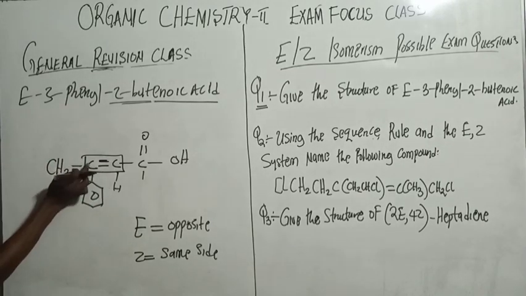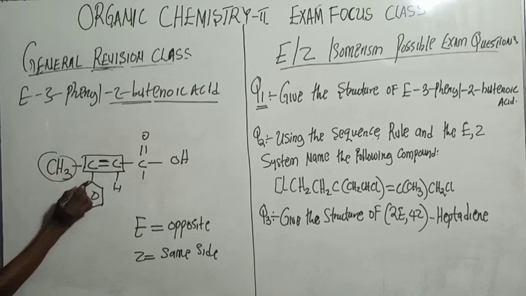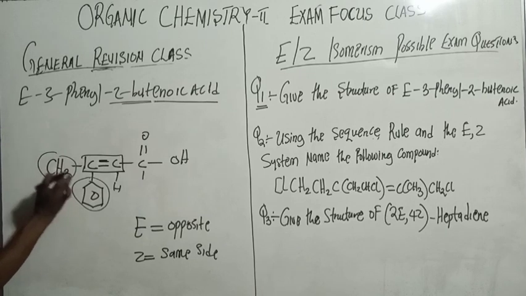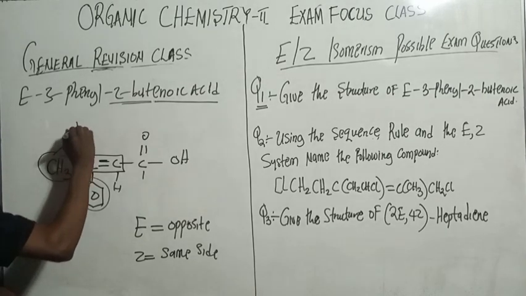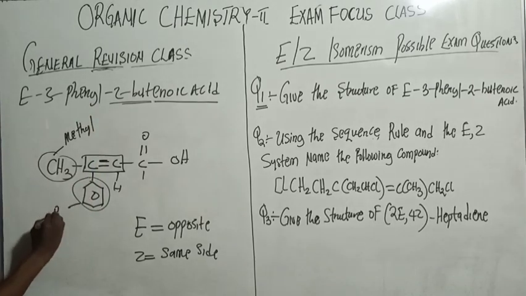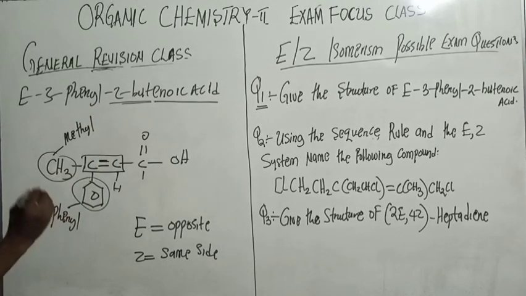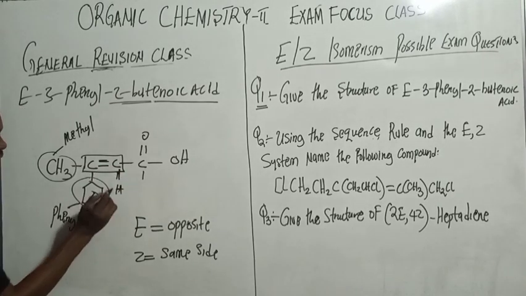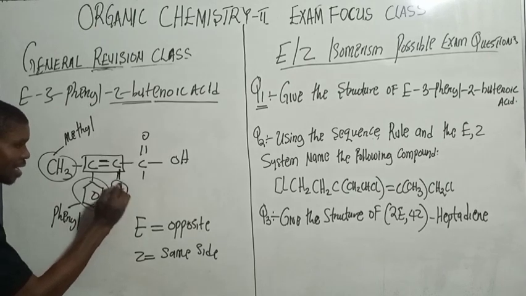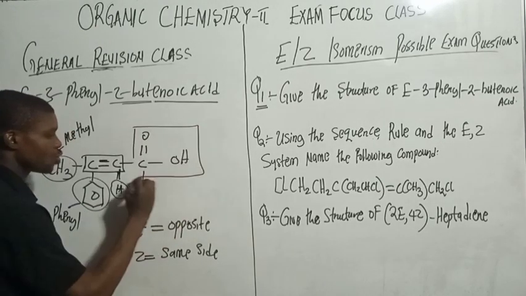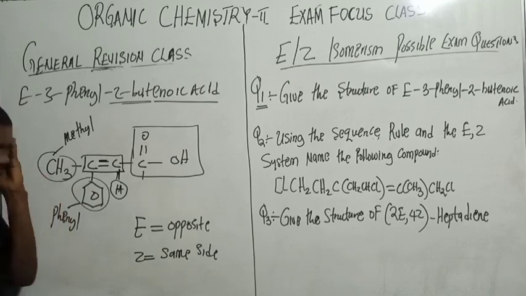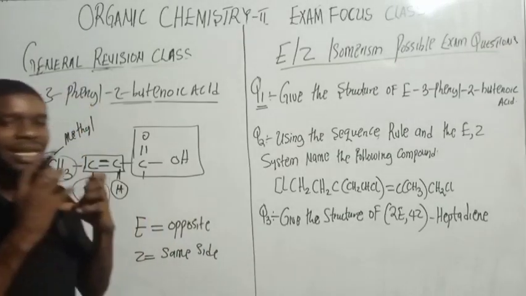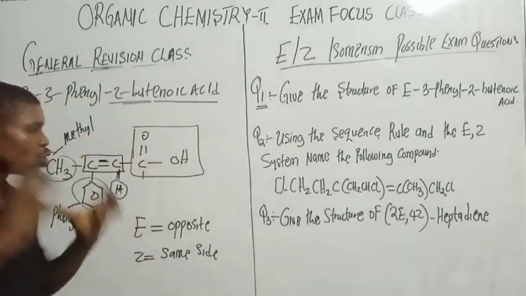You find that this carbon atom is carrying two substituents, which are the methyl and the phenyl. Then this carbon atom here is carrying two groups too: a hydrogen and a carboxylic functional group. Do you get that? So what you want to understand here is that these two carbon atoms are the main point of focus. Then every other group that you attach to them, you need to pay close attention to.